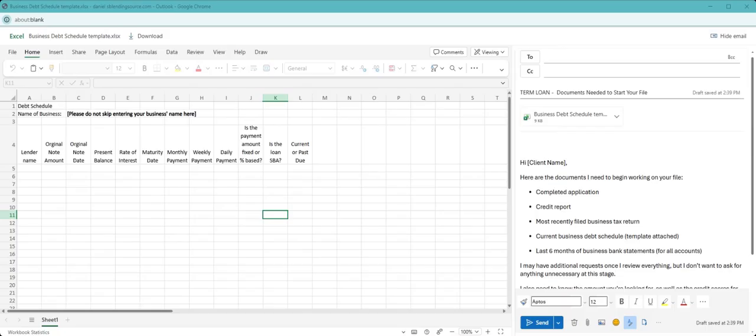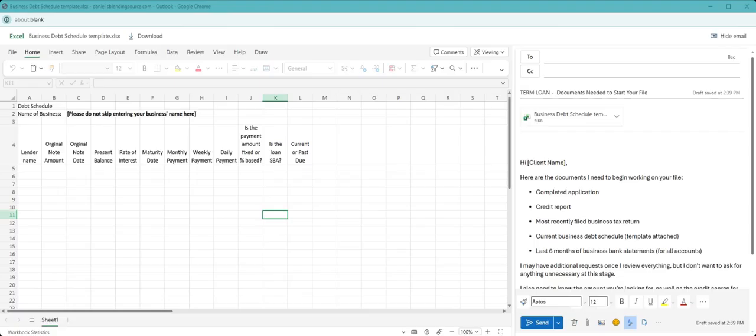So if you and I are working on any term loan, SBA loan, or larger credit line, you're going to get an email from me requesting a debt schedule to start the process, along with a completed application, which can be any application, yours or ours. We really just use that to pre-qualify the client to see if they qualify for one of these products. We also need the most recently filed business tax return, the debt schedule, which is attached and you can see here, and the last 6 months of business bank statements.